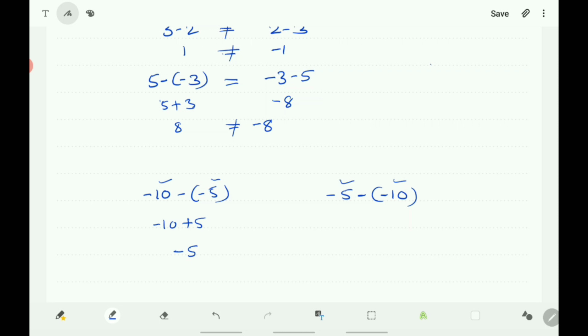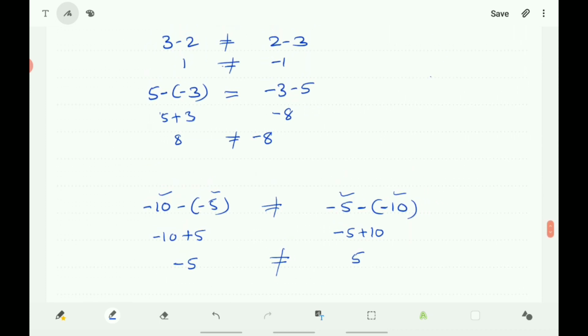And on this side, it becomes -5 minus of -10, that is -5 plus 10. Again, it is 10 minus 5, that is positive 5. You know that -5 is not equal to 5. Therefore, -10 minus of -5 is not equal to -5 minus of -10.